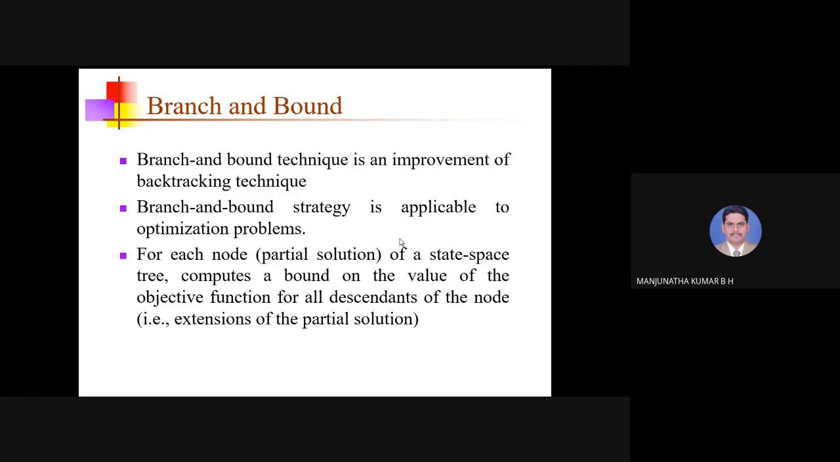Each node is called a partial solution of a state space tree. For every node, we have to compute the bound value. It computes a bound on the value of the objective function for all the descendants of the node. Descendants means child nodes of the current node. So calculate the value, compare it with the bound value. If it is not better, then it is a non-promising node. Choose another one.